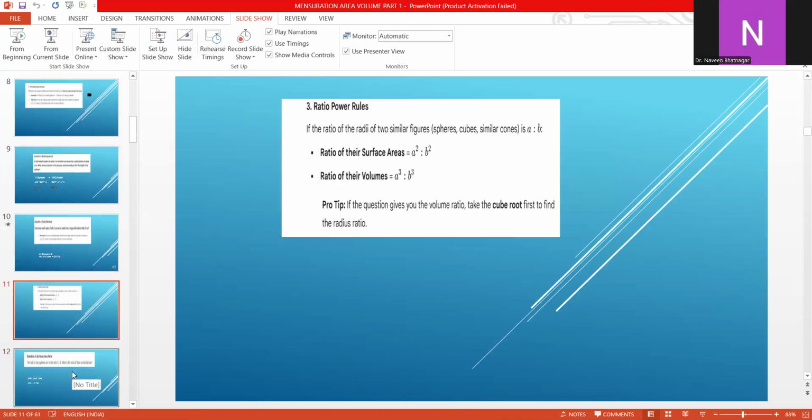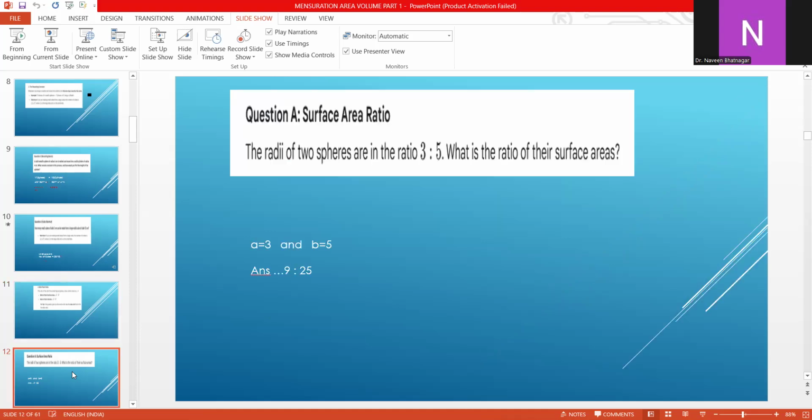Now let's move on to the next, the ratio power rules. If the ratio of the radius of two similar figures, let's say spheres, cubes, or similar cones, is A ratio B, and you are supposed to find the ratio of surface area, you can simply use this formula: A square ratio B square. And if you are supposed to find the ratio of the volume, it would be A cube ratio B cube. Let's look into one question.